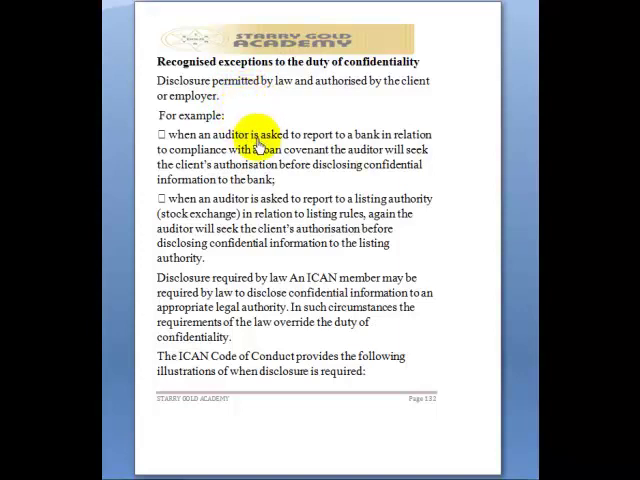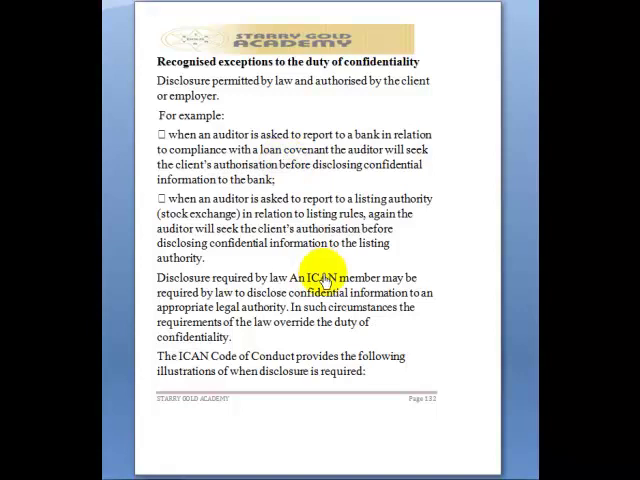For example, when an auditor is asked to report to a bank in relation to a loan covenant, the auditor will seek the client's authorization before disclosing confidential information to the bank. So in such a situation, the disclosure is authorized by the client.